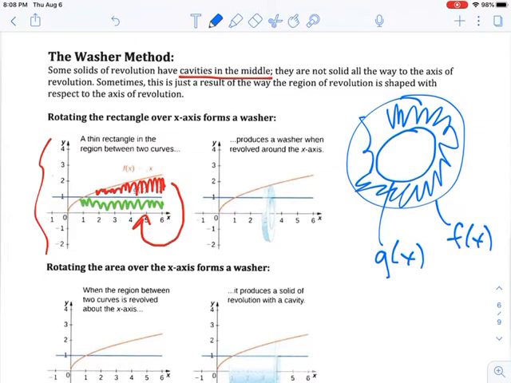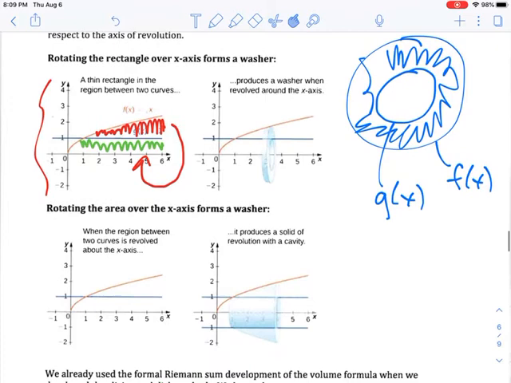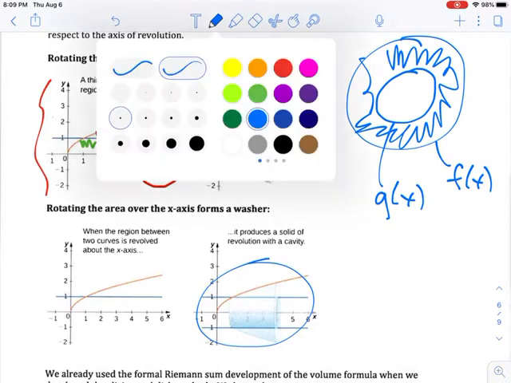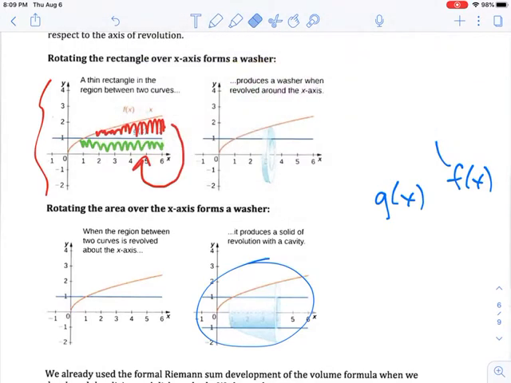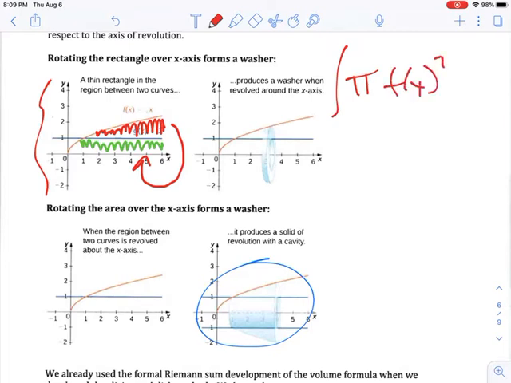Now, what we're doing is the same idea as with the disk method: we're taking a bunch of rectangles and rotating them around, and we're going to create a volume that looks something like this. Now, to develop the formula, let's go back to the formula for the disk method, which was the integral from a to b of pi times f of x squared dx.